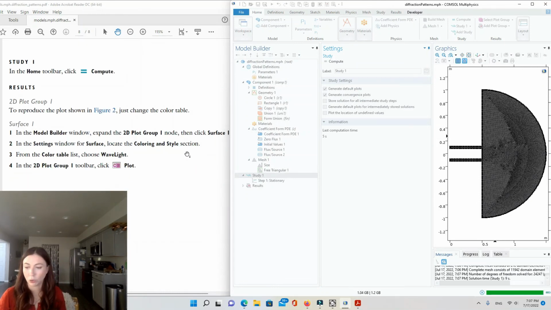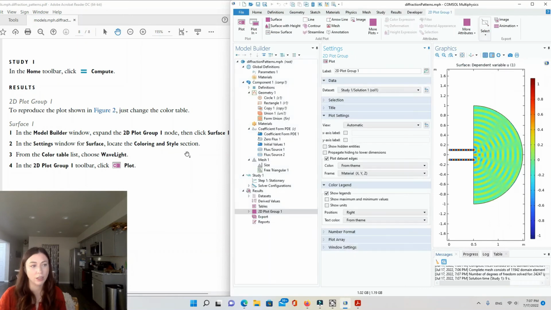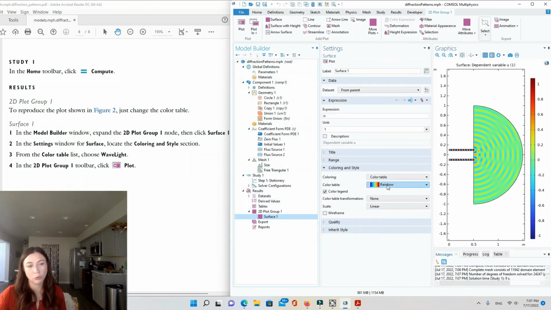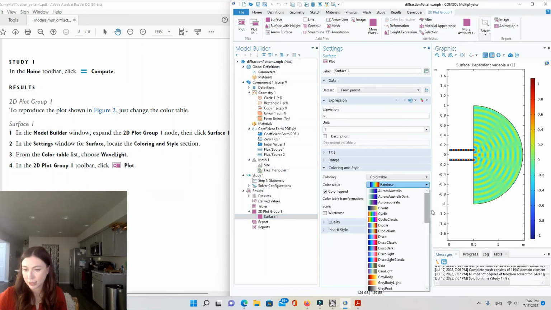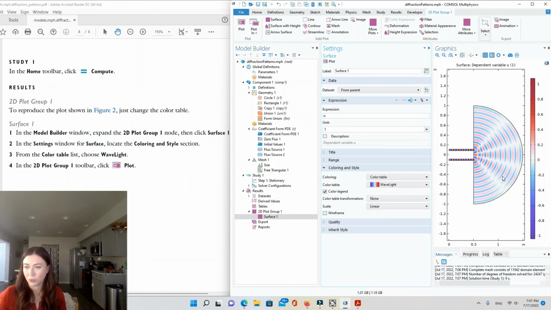This one's pretty short and simple. To reproduce the plot shown in figure 2, just change the color table. In the model builder window, expand the 2D plot group 1 node and click on surface 1. Then we're going to go to coloring and style and choose wave light from the color table list. So it gives you red and blue. It's a little more aesthetically pleasing, or at least easier on the eye, than neon green and yellow, for this purpose anyway.